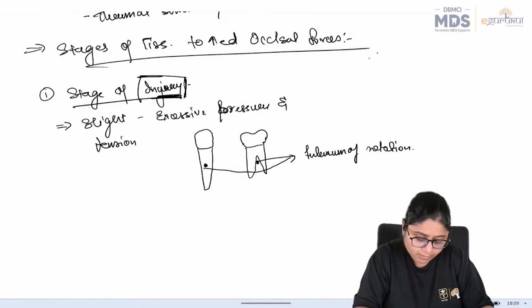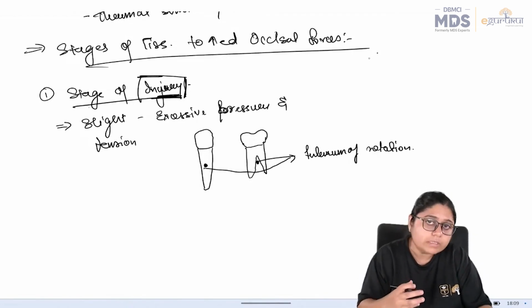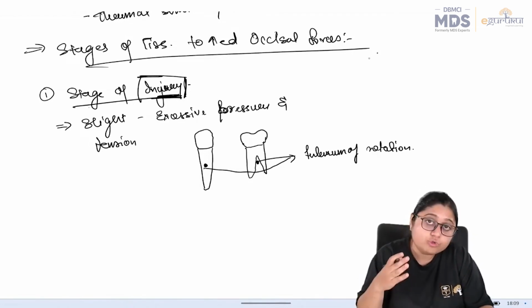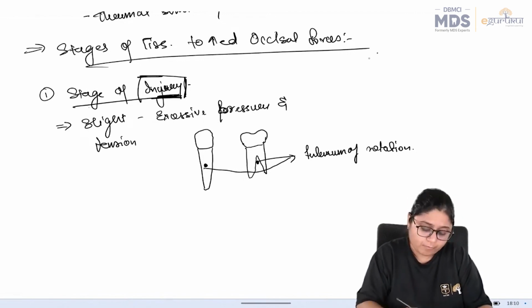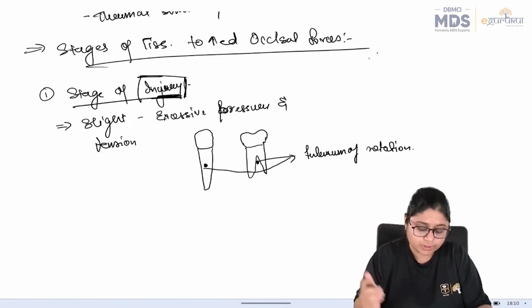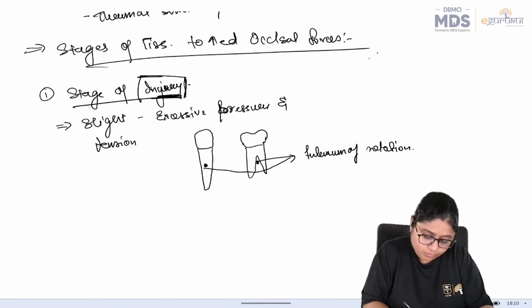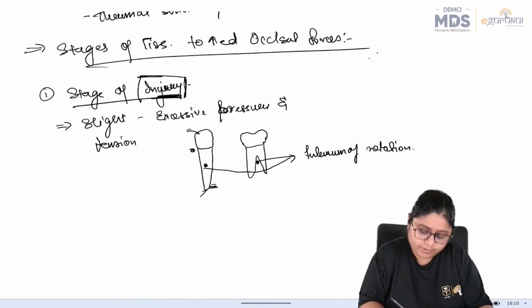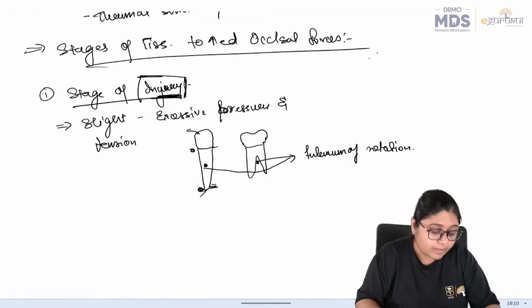So whenever excessive forces are applied to the tooth, there will be areas of tension and areas of pressure. Why? Because the tooth has a tendency to rotate around the fulcrum of rotation. If an abnormal force is applied, the tooth will rotate. So here there will be an area of pressure, here there will be an area of tension. Here there will be an area of pressure, here an area of tension. This is how the forces are acting on the tooth.